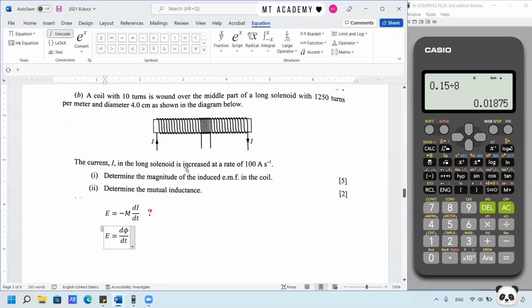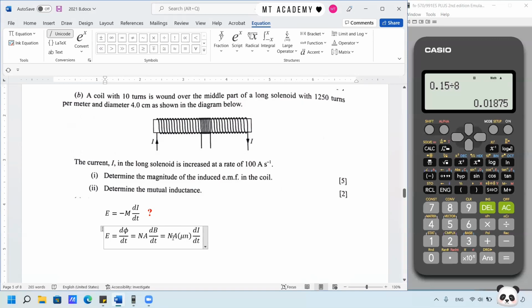Here the current is changing, so we can expect that the magnetic flux density in the solenoid is also changing. It is also increasing. So it is equal to NA dB/dt. Next, we need to recall the formula of the flux density inside the solenoid, which is equal to μ n I. So the I will be inside the dt, and this is the rate of change of current that is given in the question.